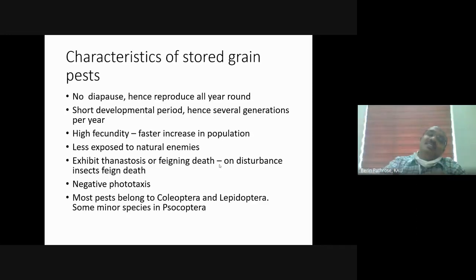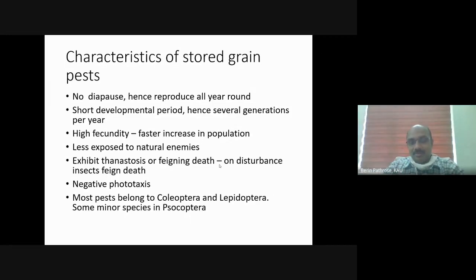But those insects in the Western countries will enter diapause because they have extreme weather events. And as already told, they have a short developmental period and several generations, high fecundity, and are less exposed to natural enemies, all those things we discussed. And one thing is, they exhibit a phenomenon called thanatosis or feigning death. Once you touch many storage beetles, especially Tribolium and all, it will lie as if it is dead.